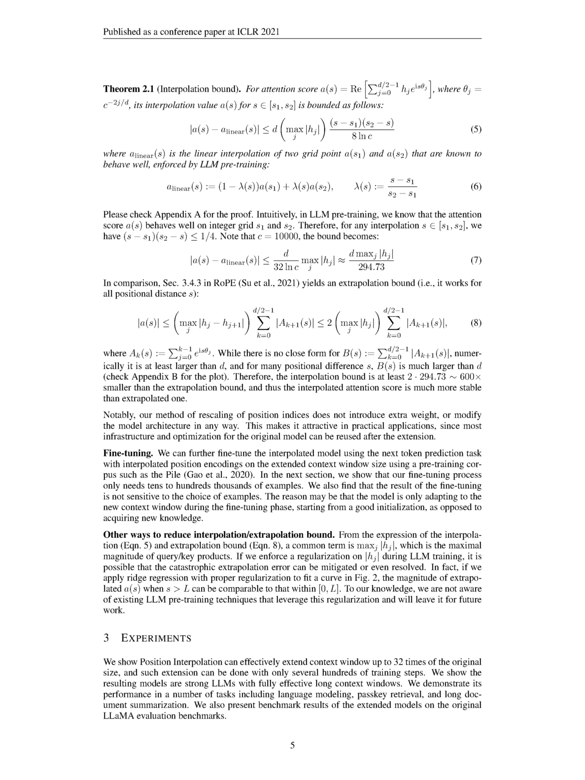This linear interpolation is based on two grid points that we know behave well, and it is enforced by LLM pre-training. If we know the attention score behaves well on integer grid points S1 and S2, we can interpolate any value between these 2 points.